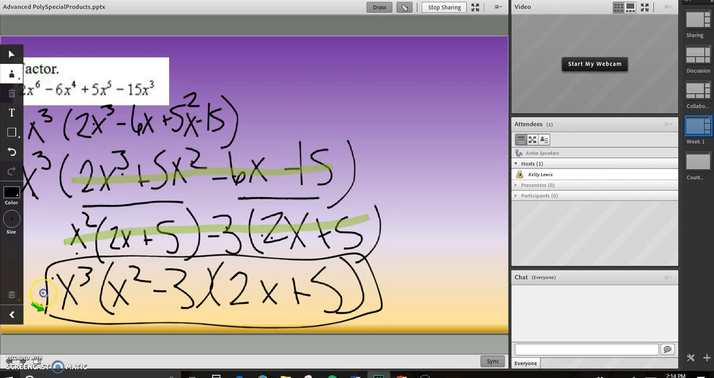That's a little harder factoring. So this is way advanced factoring. Okay, and then I'm going to stop this video and pick up the advanced stuff in the next video.